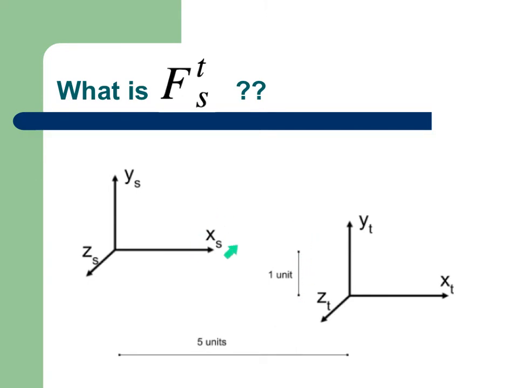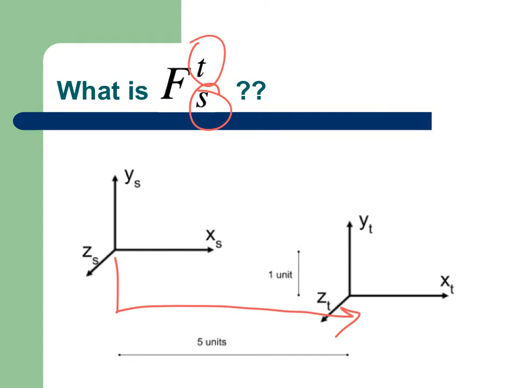the s-axis is 1 unit higher vertically than the t-axis, and the t-axis is 5 units to the right of the s-axis. So the problem is asking us, what is f from s to t? How do I transform the s-axis so that it aligns with the t-axis? And it looks to me like I'm going to have to go kind of like that, right? And what is that movement that I've done?